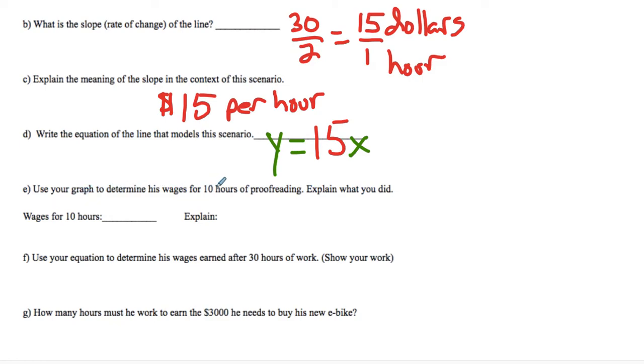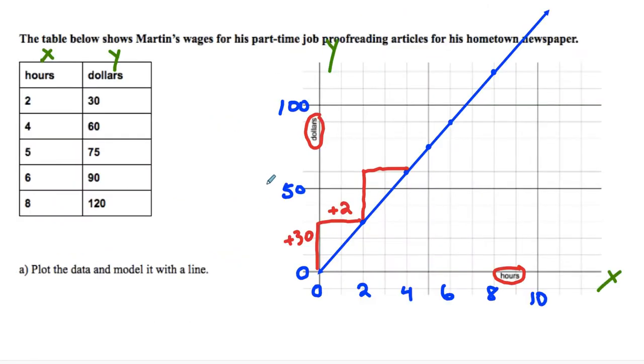Okay, I'm going to use my graph for this next problem. It says to determine his wages for 10 hours of proofreading and explain what I did. So I need 10 hours. I'm going to go back to my graph. And here's my hours, here's my 10. So I'm going to trace that up to my line, and it's right about there.